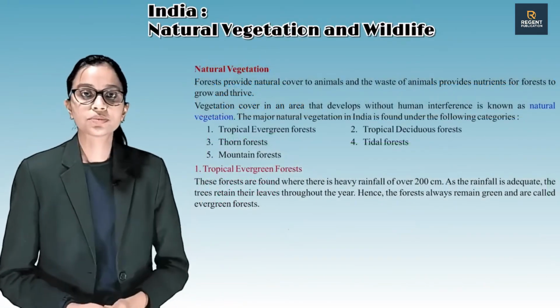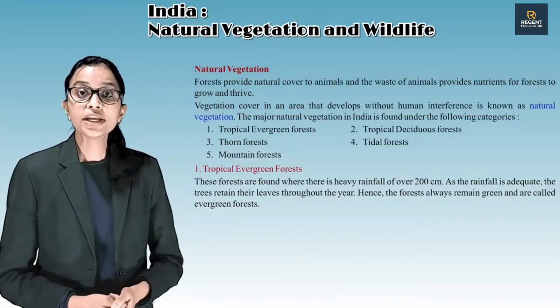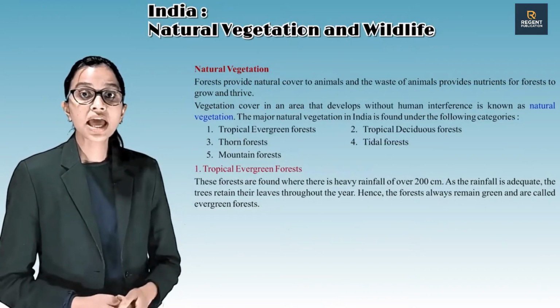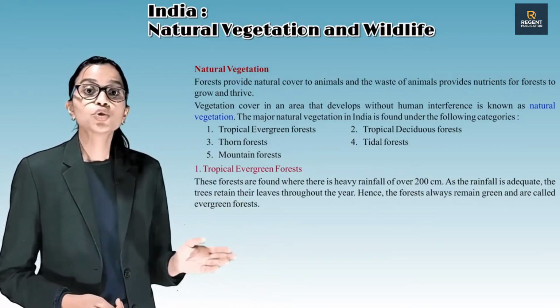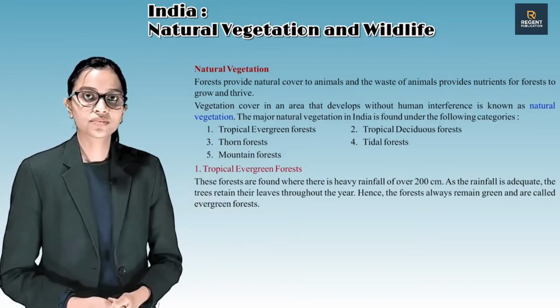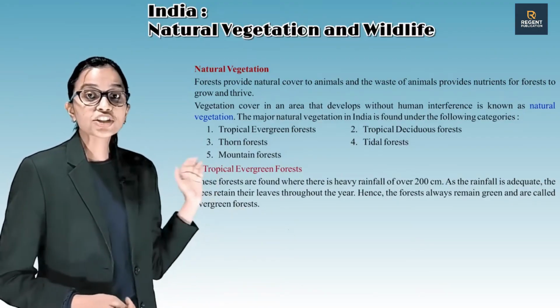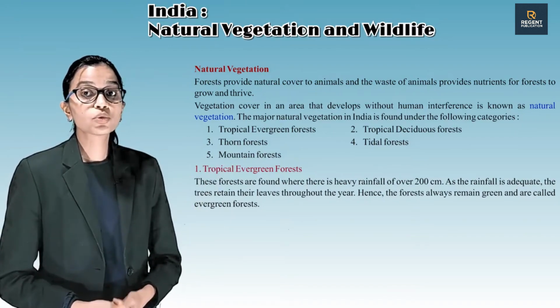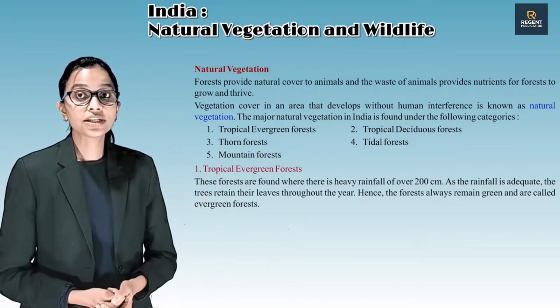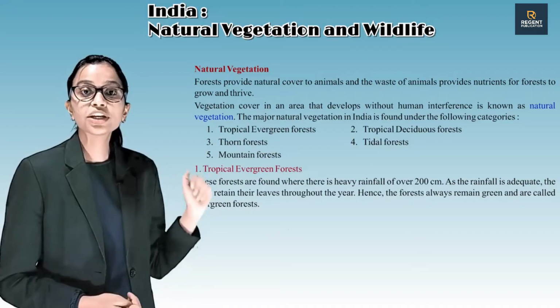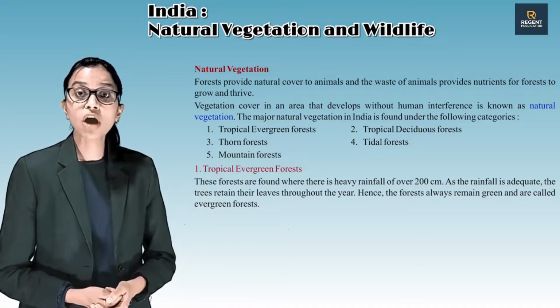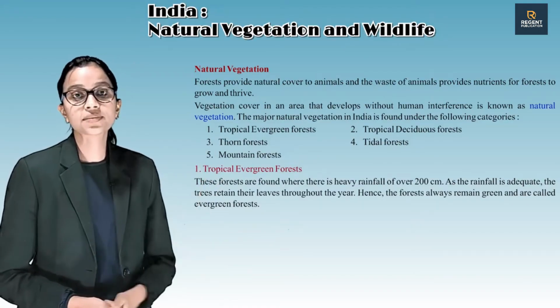Natural vegetation: forests provide natural cover to animals, and the waste of animals provides nutrients for the forest to grow and thrive. Vegetation cover in an area that develops without human interference is known as natural vegetation. The major natural vegetation in India is found under the following categories.